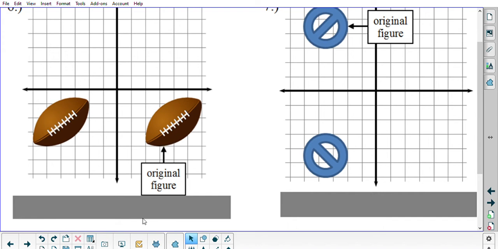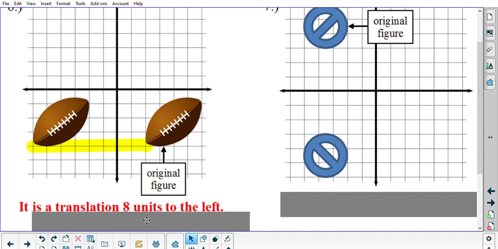This is a translation. Now, how many spaces did it move to the left? The corner used to be here. It has moved 1, 2, 3, 4, 5, 6, 7, 8 spaces to the left. And so that's how I would describe this. It is a translation, 8 units to the left.